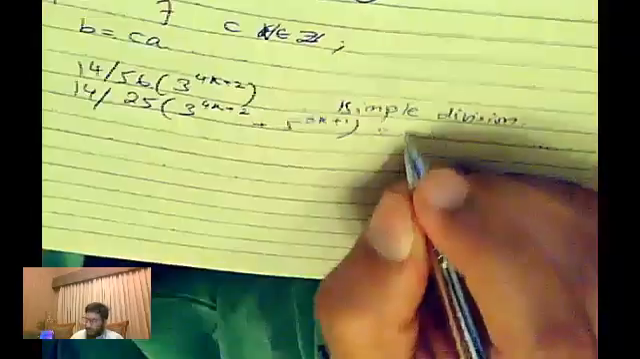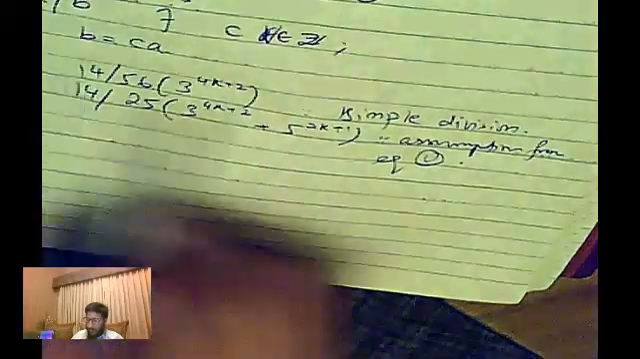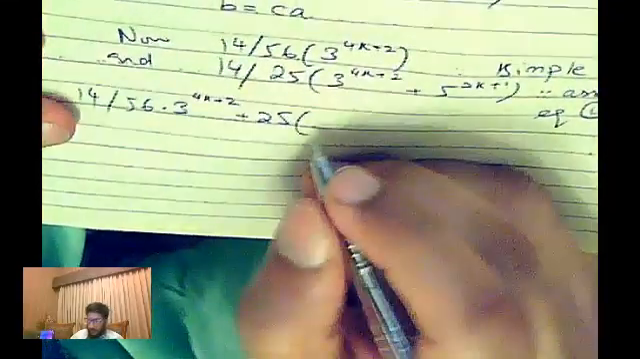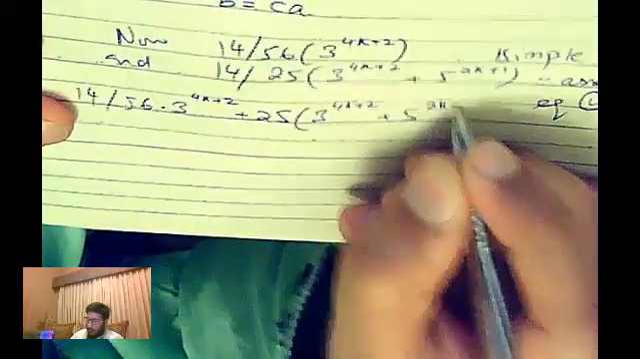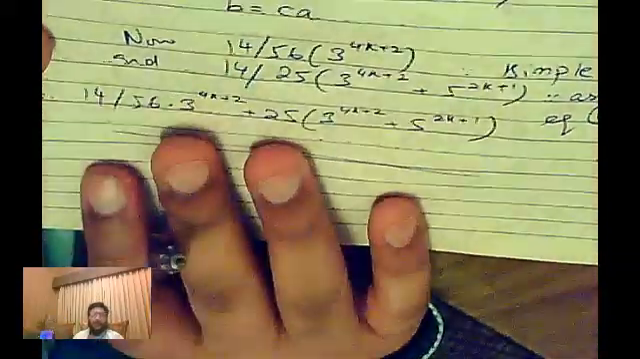Our assumption from equation 1. And if both the cases are true, therefore 14 divides 56 multiplied by 3 to the power 4k plus 2 plus 25 bracket 3 power 4k plus 2 plus 5 power 2k plus 1. So all of this is proven true. Hence our theorem is proved.